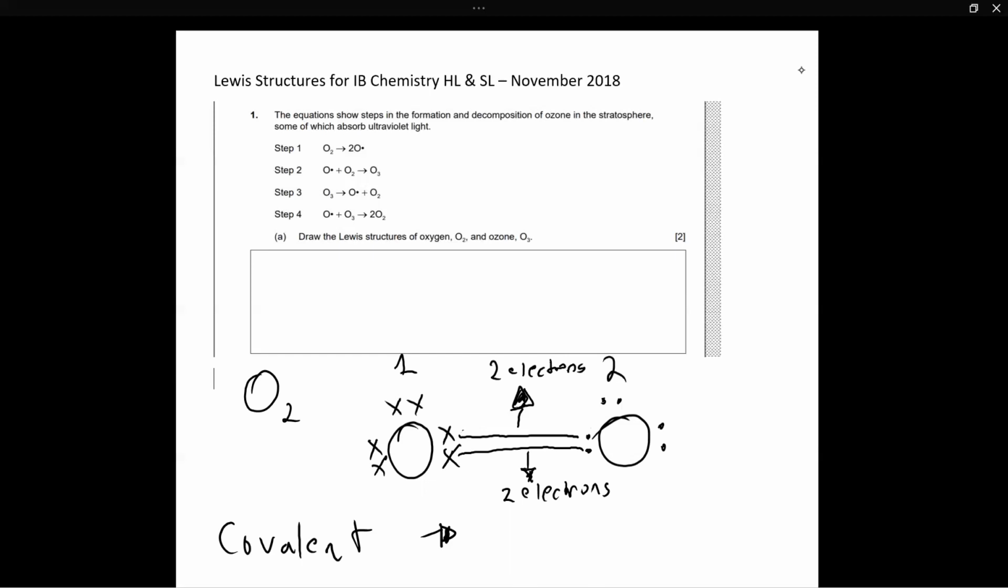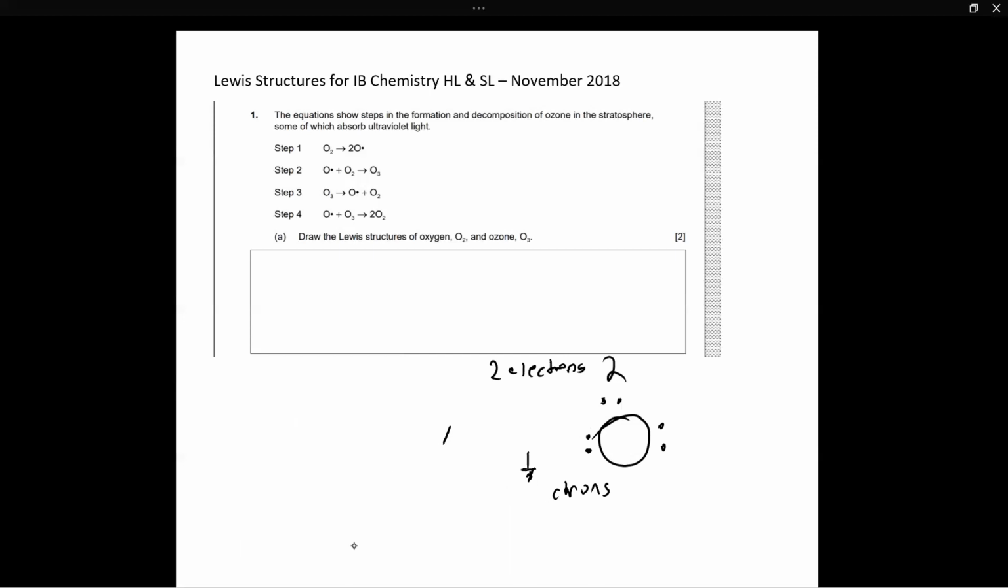Now, I hope that you've understood what I've done over here. And hopefully, in the future, if you ever encounter a question regarding Lewis structures, you will know what the answer to that is. Now let's look at the next structure, O3.